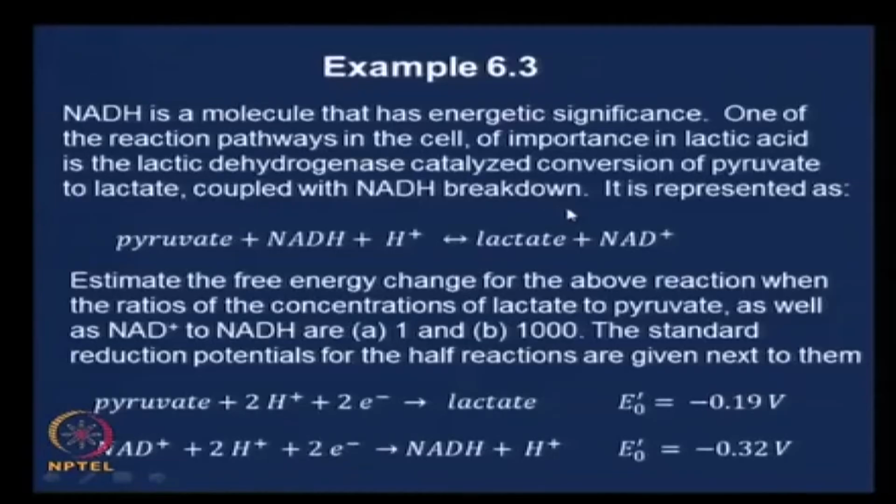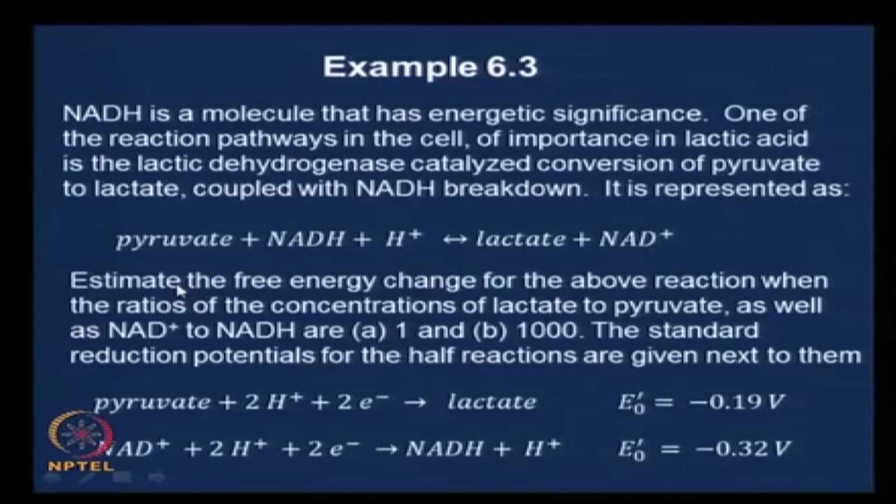So, of importance in lactic acid production is the lactic dehydrogenase catalyzed conversion of pyruvate to lactate coupled with NADH breakdown. This NADH breakdown also happens there, and also lactate could be replaced with ethanol in some organisms, and there also you have an NADH breakdown. This is represented as pyruvate plus NADH plus H plus giving you lactate plus NAD plus.